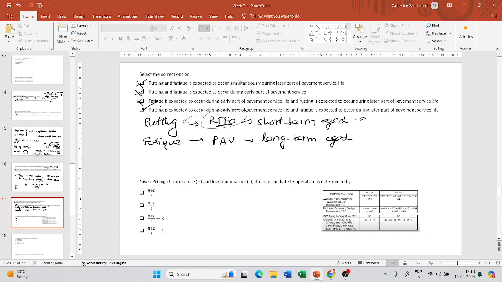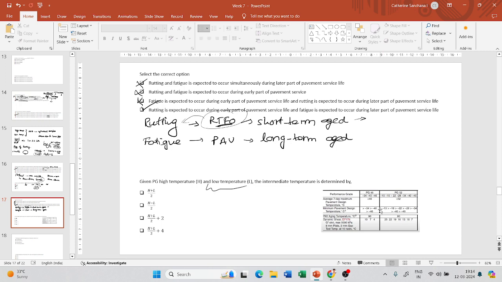Now comes the question which I gave a hint earlier. Given PG, high temperature and low temperature, the intermediate temperature is determined by, right? So as I said, you can measure the high temperature of the place, you can measure the low temperature of the place, but how can you determine the intermediate temperature of the place, as there will be n number of temperatures between this high and low temperatures which are intermediate between high and low temperature, right? So how will you find out the intermediate temperature? Is it the average of the high and low temperature? We don't know. We are going to check now.